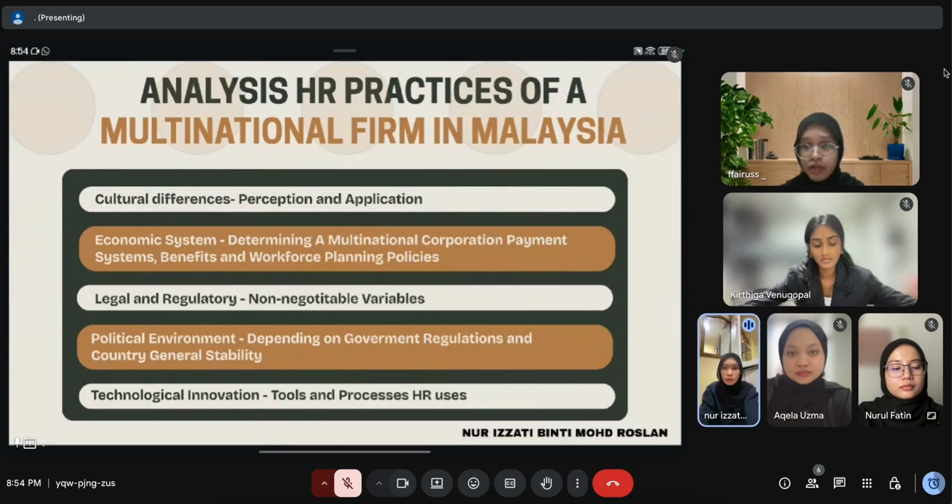And the next key analysis is the political environment, which influences a multinational business firm's strategic decisions, especially in HR, such as effective workforce planning and expert staffing. For example, in Malaysia, the political landscape balances foreign investment with local talent development through policies like Malaysianization and specific foreign worker codes.